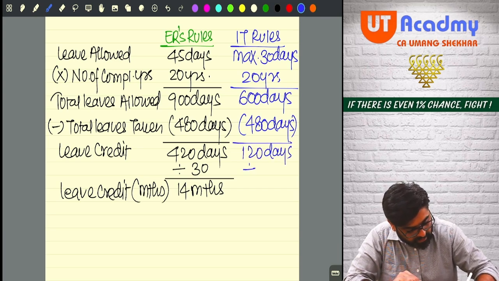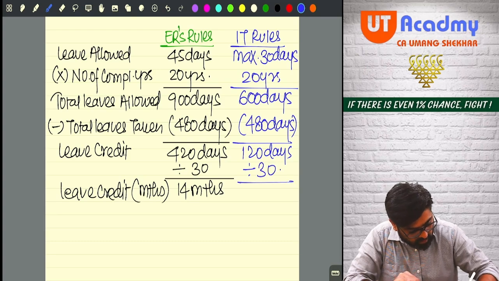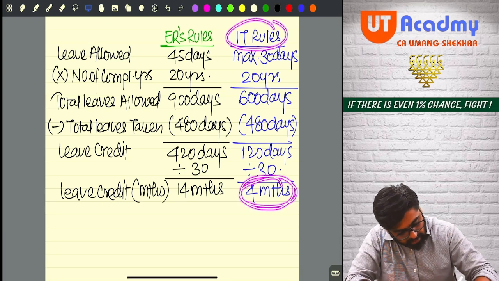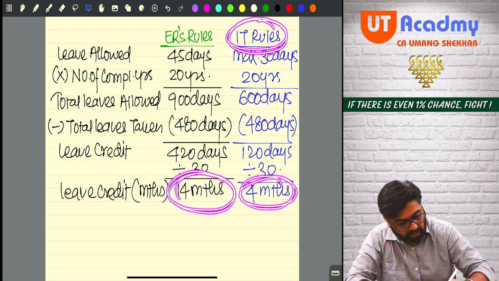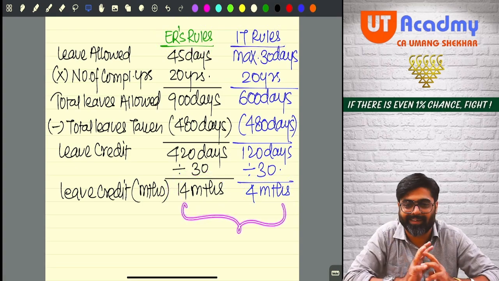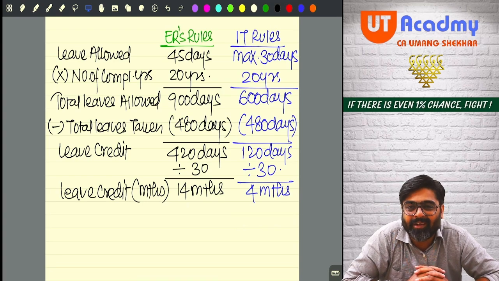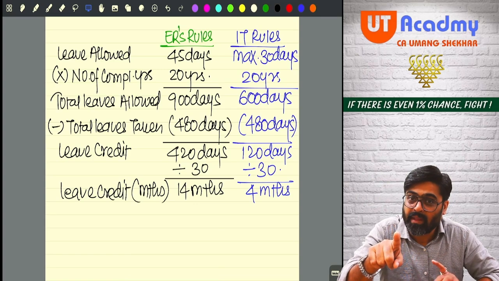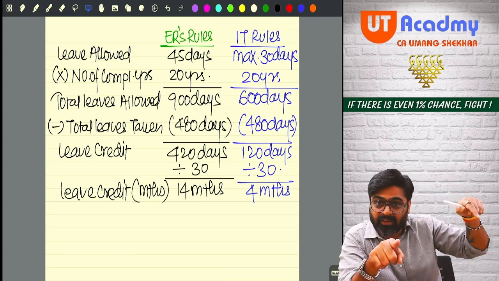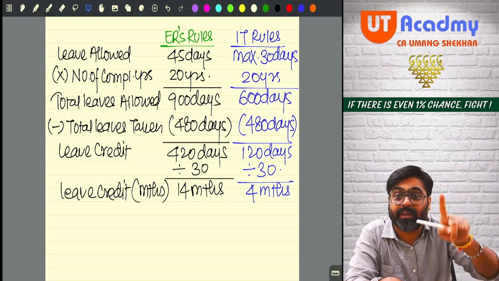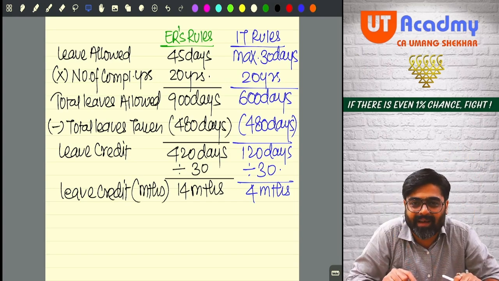Now if you divide it by 30, you will get 4 months. Now tell me, this is the leave credit calculated as per IT rules. This is the leave credit calculated as per the employer's rule. Whichever is lower. So you will actually be getting the leave salary for 14 months. But for the purpose of calculating exemption, we are not going to take 14 months. We are going to take 14 months or 4 months, whichever is lower.